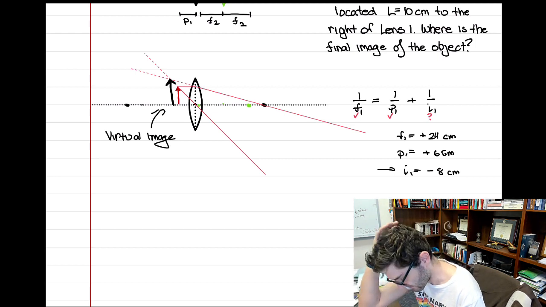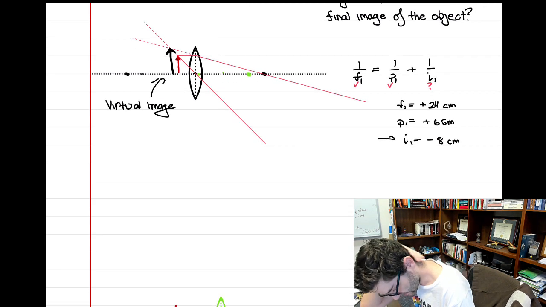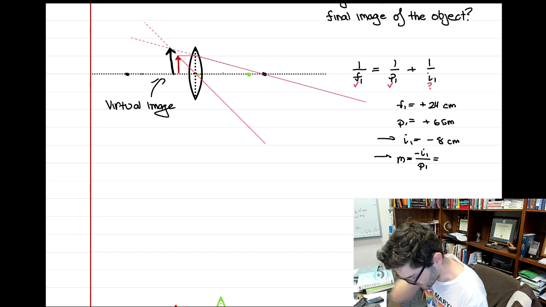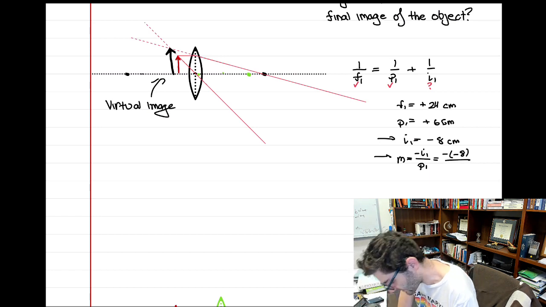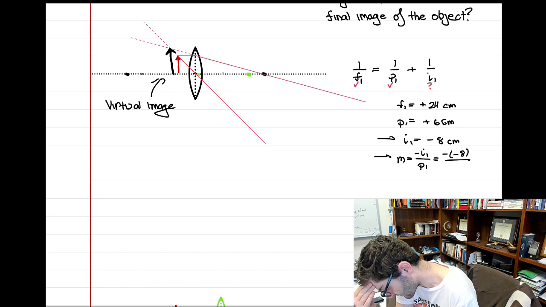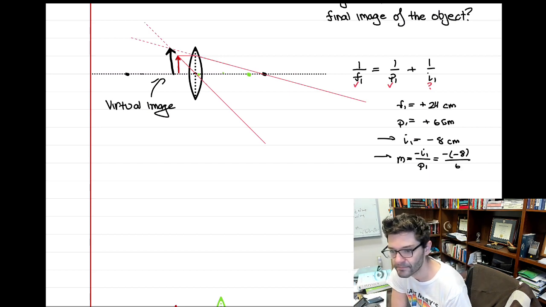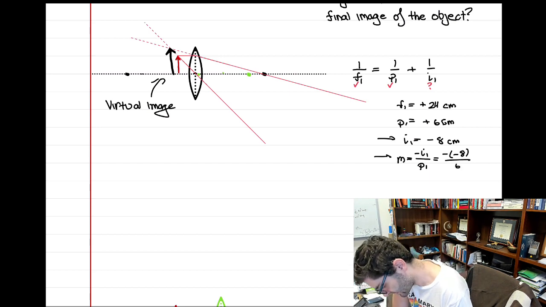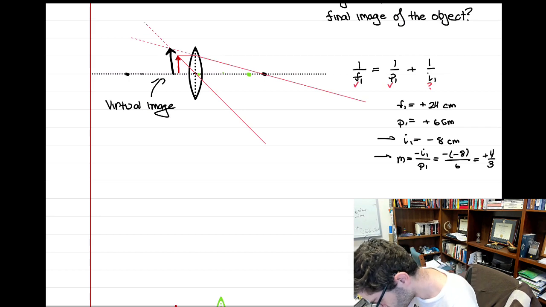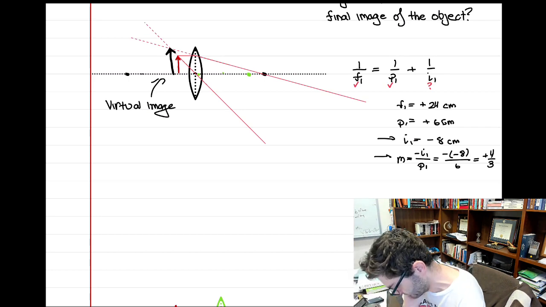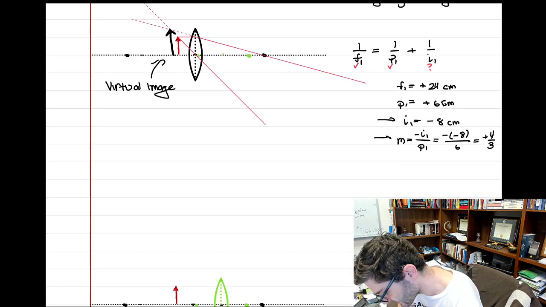And again, we can see it's a virtual image. The magnification, which is negative i1 over p1, looks like it's negative (−8) divided by p1, which was what, 6? Which we always take to be a positive number, so it looks like this is plus 4/3. And it's 33% bigger. Okay? Of course, we're not done, that's the first lens.